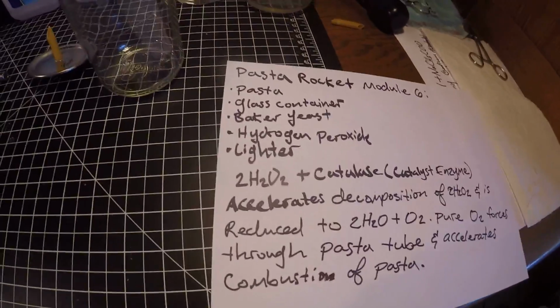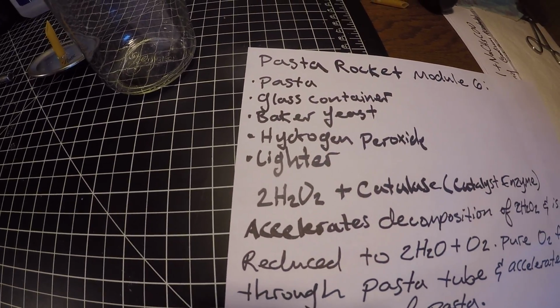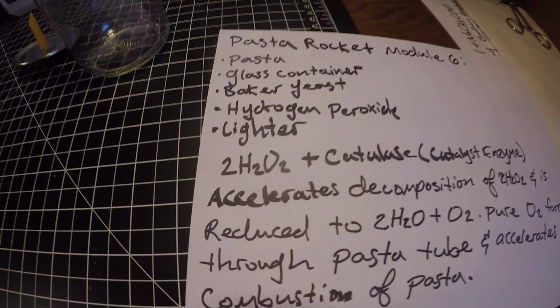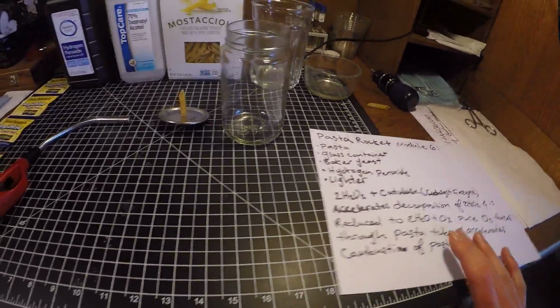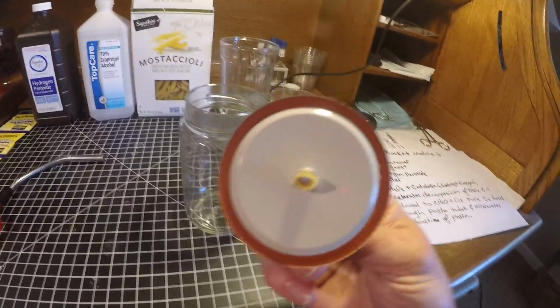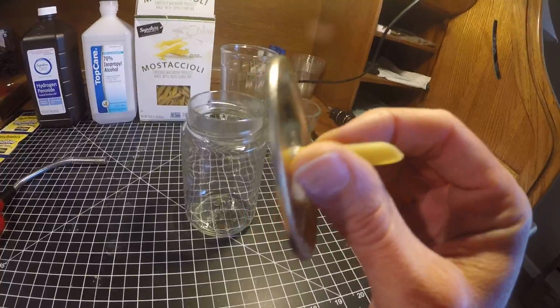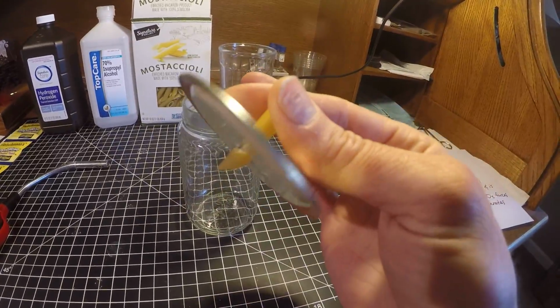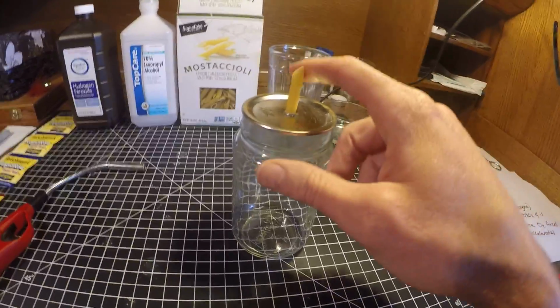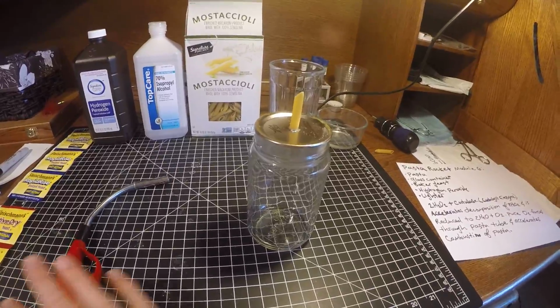So I have a little setup here. The items that you're going to need to conduct this are the pasta glass container, some baker's yeast, hydrogen peroxide, and the lighter. As you can see here, my glass container is going to be filled to about 3/4. I've drilled a hole in the top of this lid and placed it with my pasta, which is going to be the combustion reaction. So this will be lit on fire with the lighter right here.